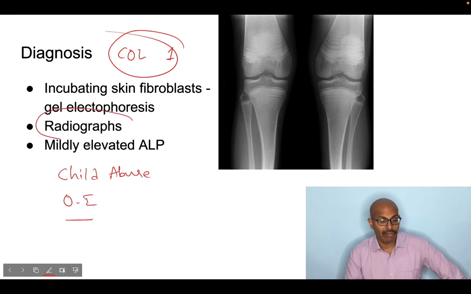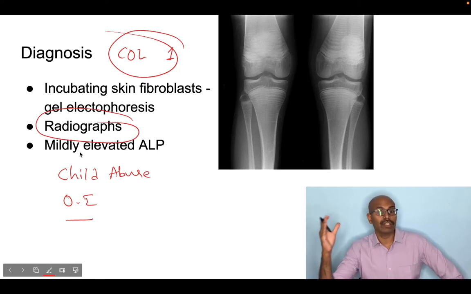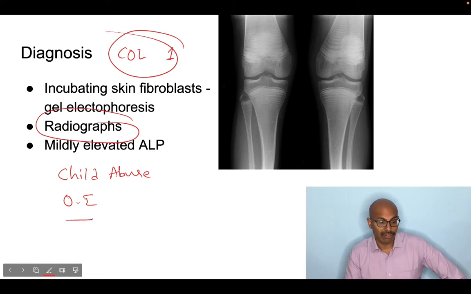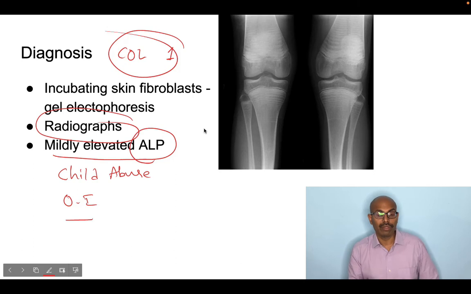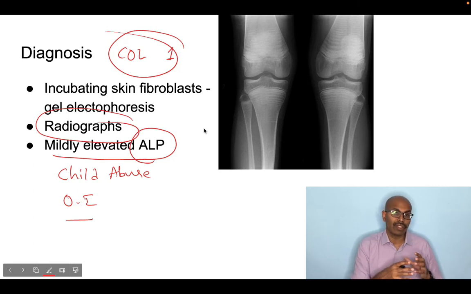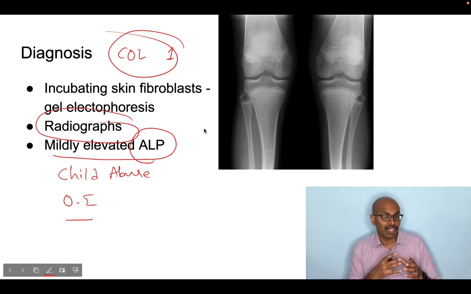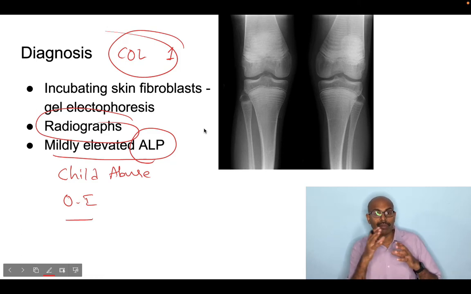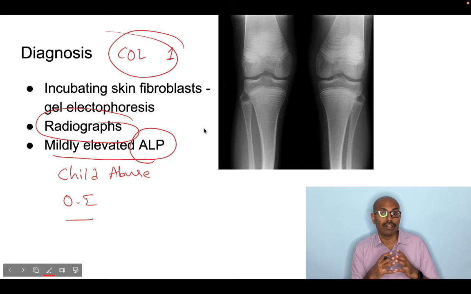You see radiographs with fractures in multiple locations in various stages of healing in osteogenesis imperfecta. There is a mildly elevated alkaline phosphatase because the bone is trying to repair these fractures. The healing time of these fractures is normal, but there are multiple locations where the healing process is taking place, and therefore alkaline phosphatase, which is a marker of bone formation released by the osteoblast, is mildly elevated. What are other conditions where it is elevated?